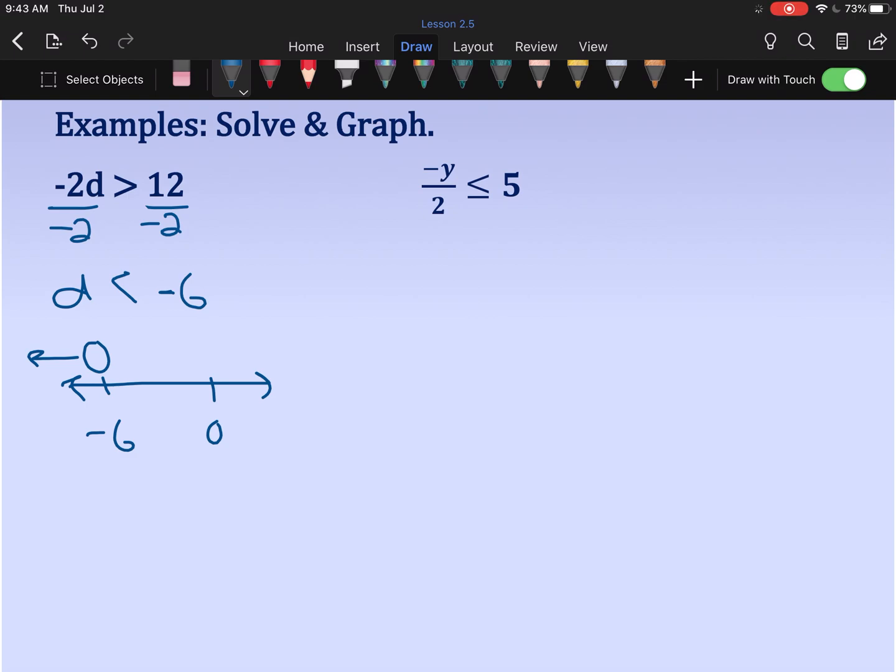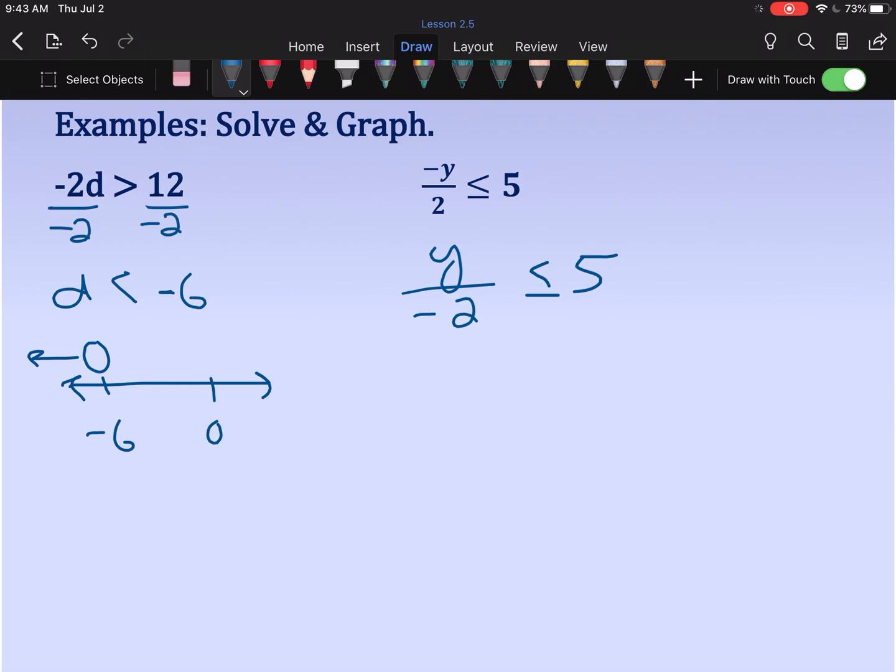Now this next problem I want to point something out real fast. That is negative y halves is less than or equal to 5. If a fraction is negative, though, it does not matter where that negative sign is. This is the same expression as y divided by negative 2 is less than or equal to 5. When you have a simple fraction, one thing in the numerator, one thing in the denominator, and the fraction is negative, it does not matter if that negative is in the numerator or the denominator.